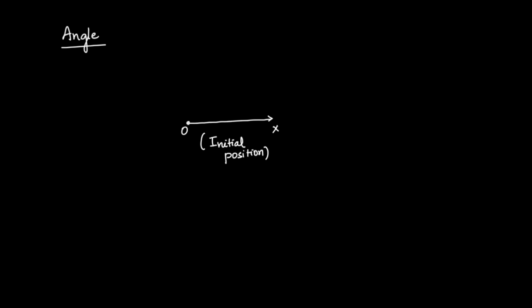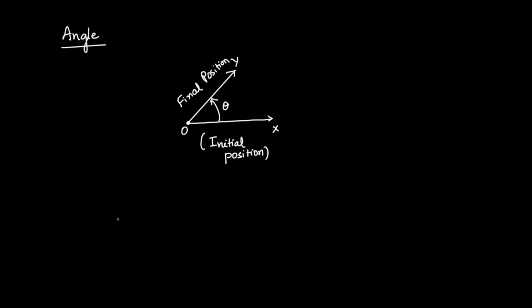Now we are rotating about fixed point O. So the ray OX is moved to this position and this is ray OY. Same ray we are rotating and this is the final position of the ray. And this is the angle formed. Now, angle is always measured from initial position to final position.